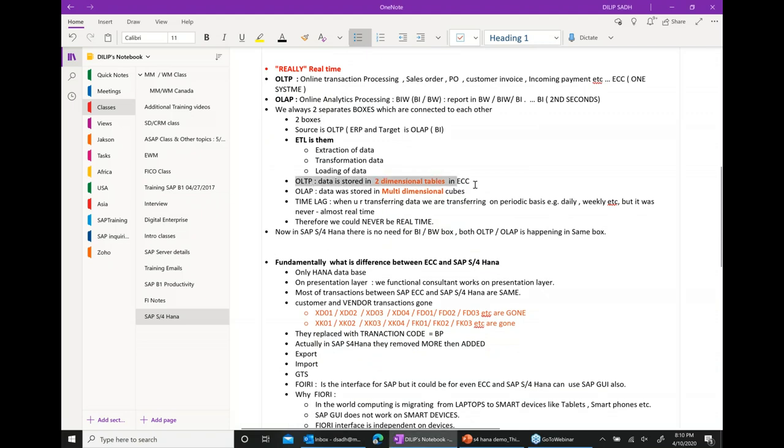Another thing was that our ERP was storing the data in two-dimensional tables, with rows and columns, and OLAP, which is online analytic processing, was storing the data in multi-dimensional cubes. Two different ways of storing data, not stored in the same fashion. That basically means one form of the data is transformed into another form. So this is a transformation, a new avatar. And when there is a transformation, you can never be real time.